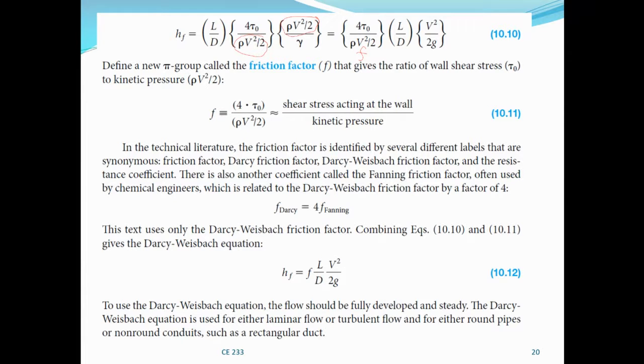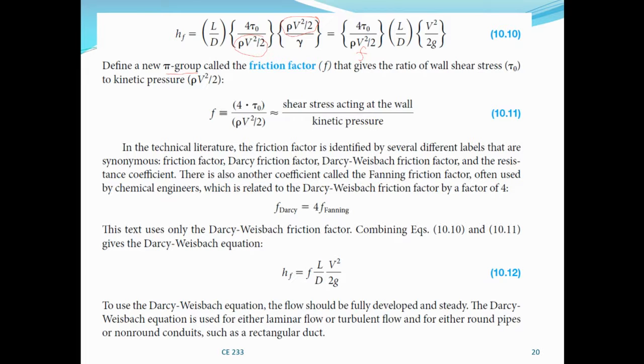It has many names, but normally we call it friction factor, or sometimes it can be referred to as resistance coefficient. Okay, resistance coefficient. It is a pi group, meaning it is a non-dimensional number. Okay, pi group, the dimensionless groups. Okay, that's ratios like Reynolds number, like Froude number. Okay, we will explain about Froude number in chapter 15.